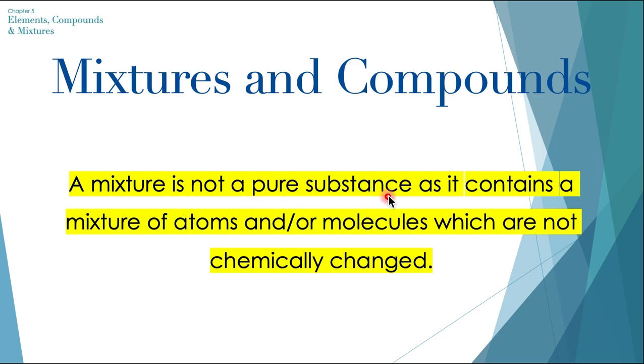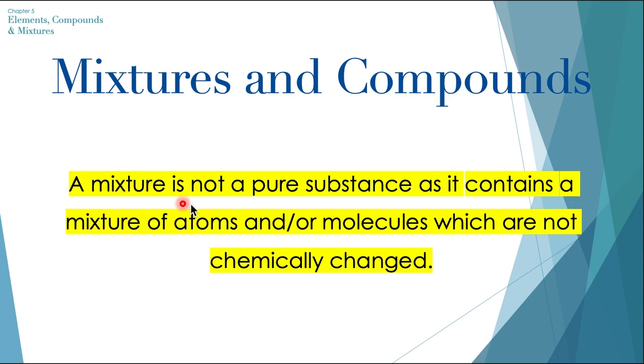And a mixture is not a pure substance because it contains a mixture of atoms or molecules. It may contain the carbon dioxide molecule as well as the ammonia gas molecule together and some different atoms. Or it may be a mixture of different atoms of different elements like nitrogen and hydrogen. We mix them together, and so that would not be called an element, that would be a mixture of elements. So a mixture is not a pure substance because it's not made up of only one atom or one molecule. It contains a mixture of atoms or molecules which are not chemically changed.